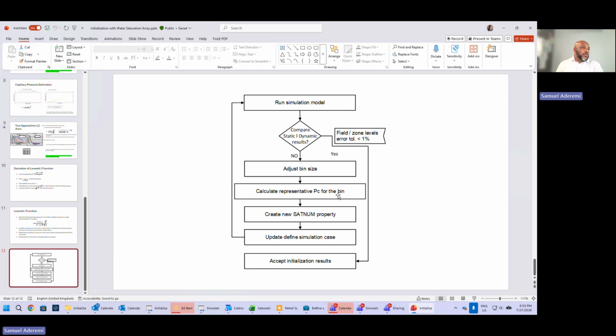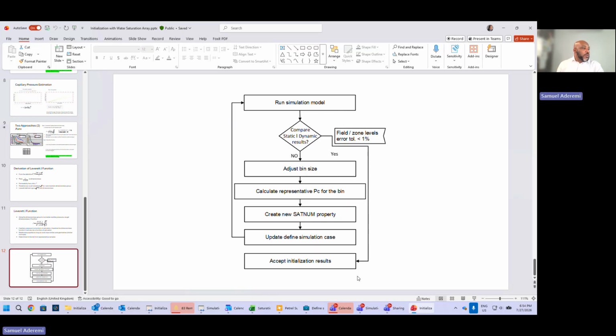Once you generate the PC for each bin, then you also have to update your StatNum, because now you are saying that the cells will use different relative permeability curves and different capillary pressure based on their range of porosity. If within a particular rock type the porosity range is between so and so, use this J-function or this capillary pressure and relative permeability data, and so on and so forth. So that is why you need to update this. And if you run it again, you will be able to match within the acceptable tolerance.